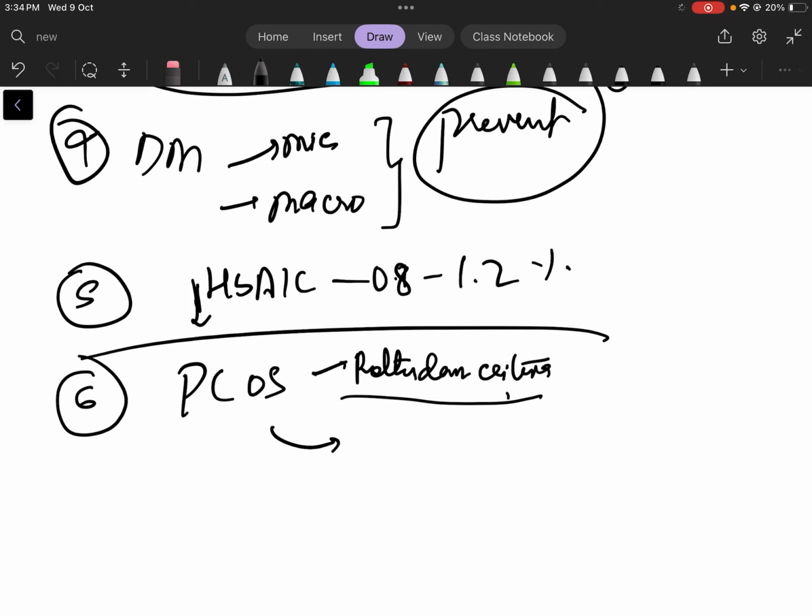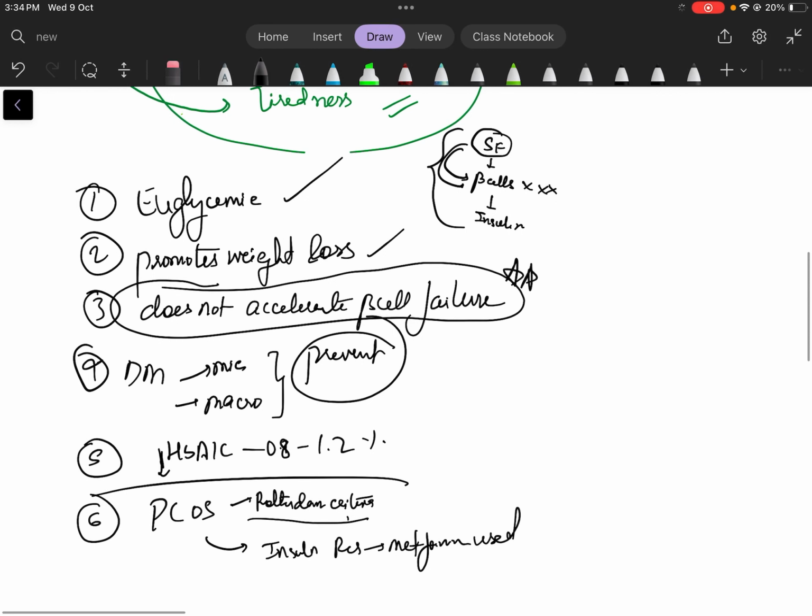And in PCOS with insulin resistance, metformin is used. So these are your 6 special features. I'll repeat it again. Extremely important for exam as well as clinical point of view. It's a euglycemic drug. It promotes weight loss. It does not accelerate beta cell failure.